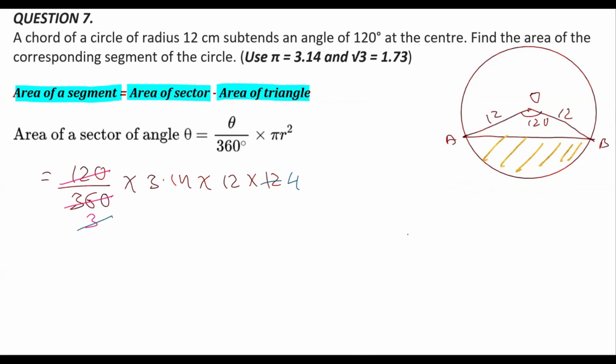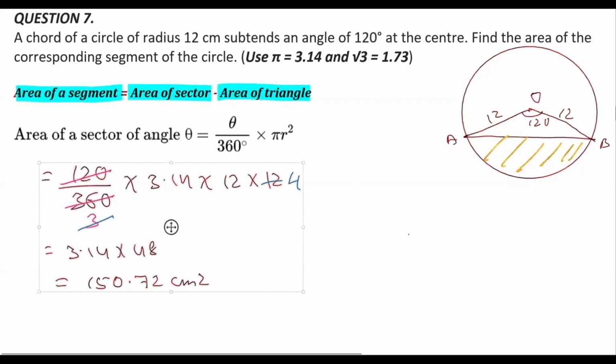With further calculation I can see this is 3.14 into 12 into 4, which is 48. So we have to multiply 3.14 with 48. That comes out to be 150.72 centimeter square.